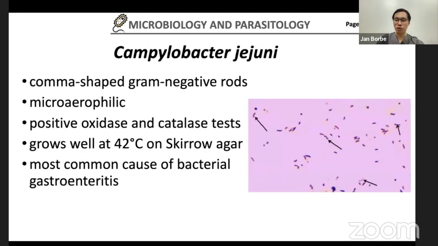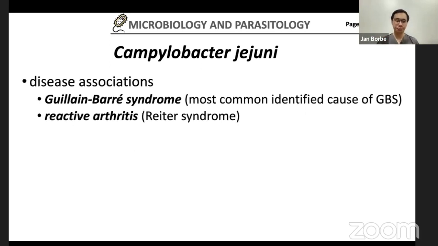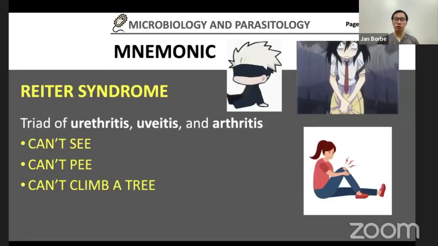Campylobacter jejuni, na-mention ko na yung seagull shape, and it's among the most common causes of bacterial gastroenteritis. Okay. So si Campylobacter jejuni, hindi naman siya ganun ka-special, no? But you know it's associated with Guillain-Barré syndrome, right? Yung GBS. Okay, and it can also mimic ulcerative colitis. Okay. So GBS and reactive arthritis or Reiter syndrome, which is characterized by a triad of urethritis, uveitis, and arthritis.